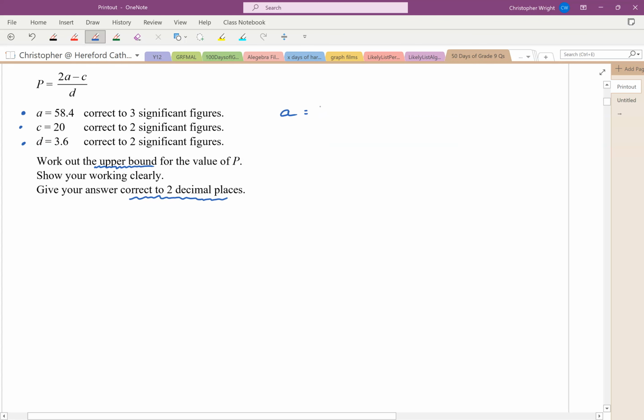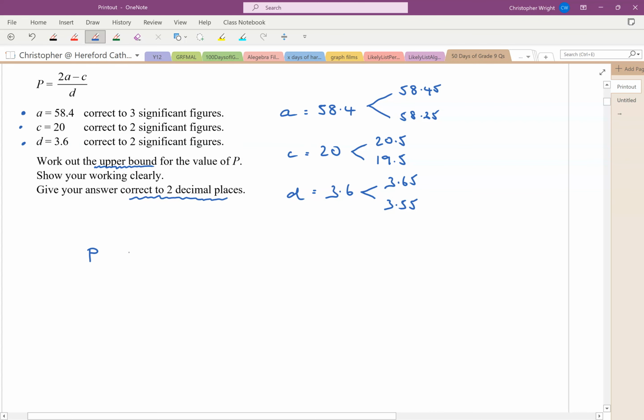So A is 58.4, and that's correct to 3 significant figures. So my upper bound is going to be 58.45, and my lower bound 58.35. Let's have a look at C. Now C is 20, correct to 2 significant figures. So I'm going to go 20.5 and 19.5. And then I've got D, which is 3.6, correct to 2 significant figures. So 3.65 and 3.55.